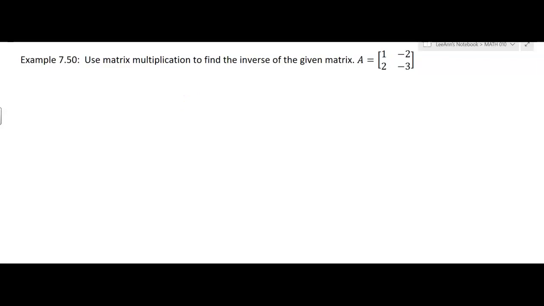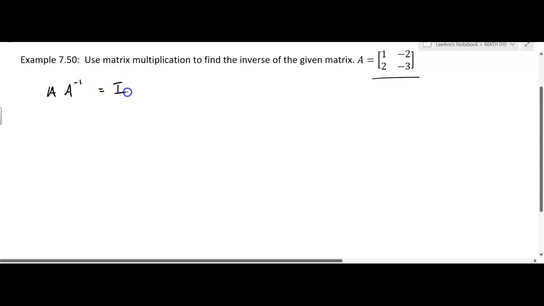Okay, so the first thing we're going to do is say here we have matrix A, and we're trying to find the inverse. So what we want to say is A times some matrix B. Actually, let's not call it B. Let's call it the inverse. Let's use the notation A inverse. When you multiply them together, you have to get I, right?